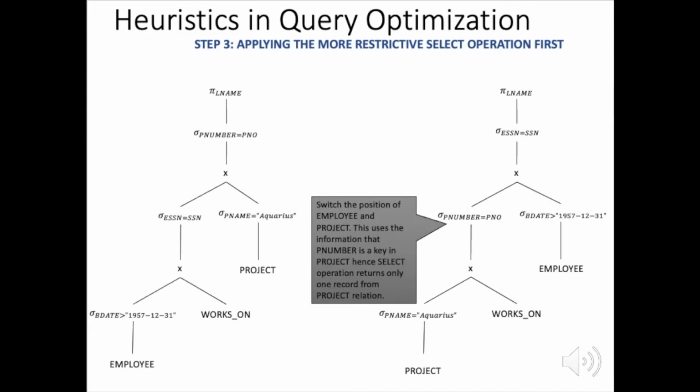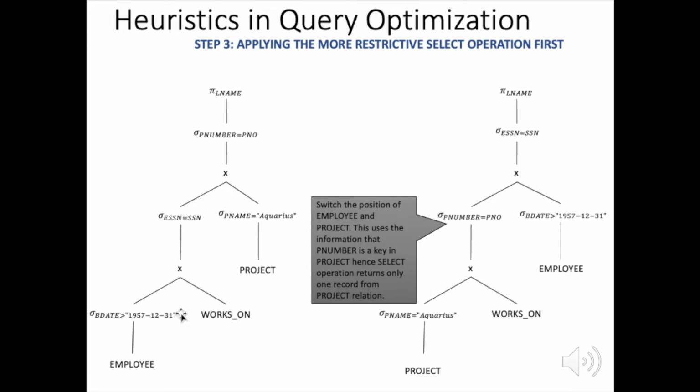Okay, next is applying the more restrictive select operation first. Some select conditions are much more restrictive than others. Yung ibang condition, we only expect one record. Other conditions, we expect multiple records. So, as much as possible, yung idea ng step 3 is to move the more restrictive below the tree so that you can filter the tables as early as possible at hindi na dumaan pa sa mas maraming operation.